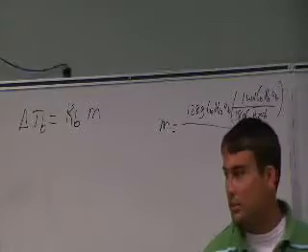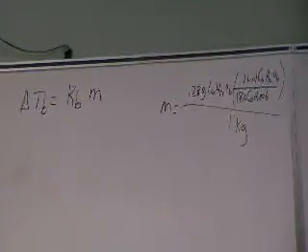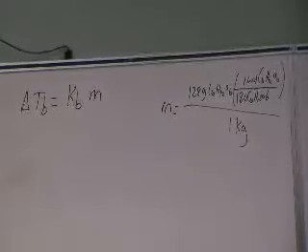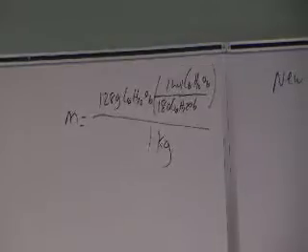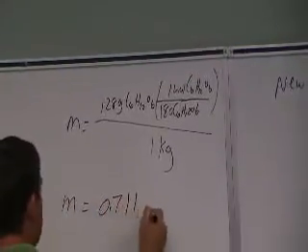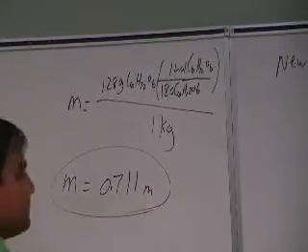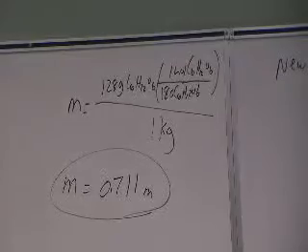All right, so what is my little m? 128 divided by 180. What are you getting? 0.7? 0.711? Is that what you guys are getting? Okay, so that's my little m.